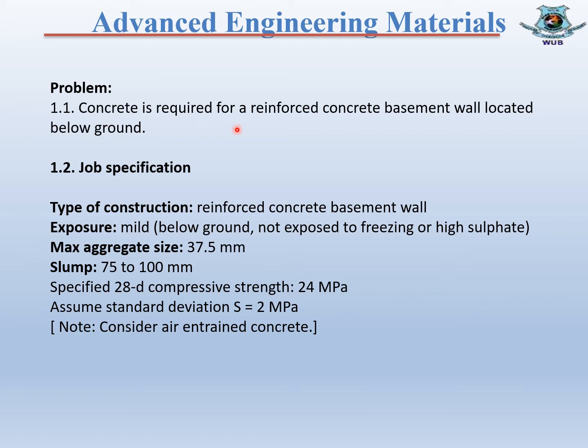Here, concrete is required for a reinforced concrete basement wall located below ground, and we have to design the mix proportion for this concrete. The job specifications are: type of construction, reinforced concrete basement wall. Exposure is mild, that means it is below the ground, not exposed to freezing or high sulfate. Maximum aggregate size is 37.5 mm. Slump is 75 to 100 mm. The specified 28-day compressive strength is 24 megapascal and standard deviation is 2 megapascal. That means the design strength may vary 2 megapascal.